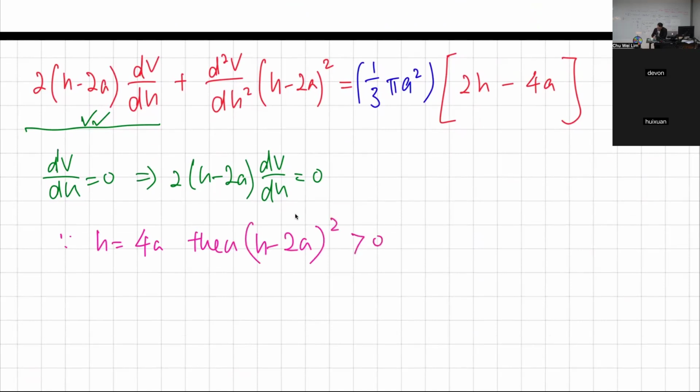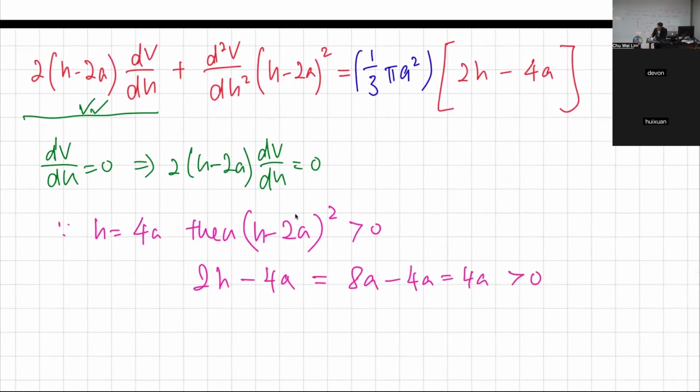And we have h minus 4a is equal to 8a minus 4. Great. So then we are left with d square v over dh square. We can substitute this.